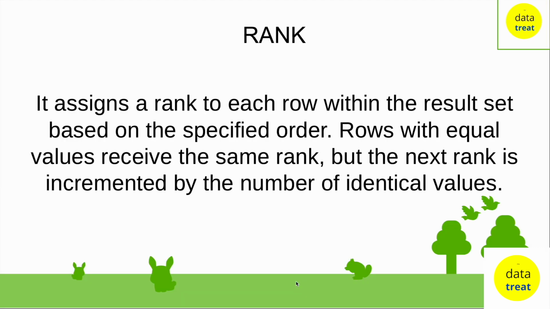Moving on, let's check RANK now. For RANK, it assigns a rank to each row within the result set based on the specified order. Rows with equal values receive the same rank, but the next rank is incremented by the number of identical values. So it is different from ROW_NUMBER. Let's see how it is different from the query.